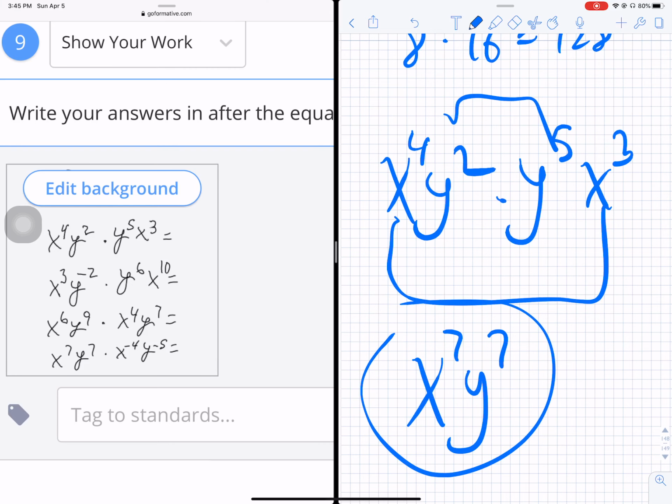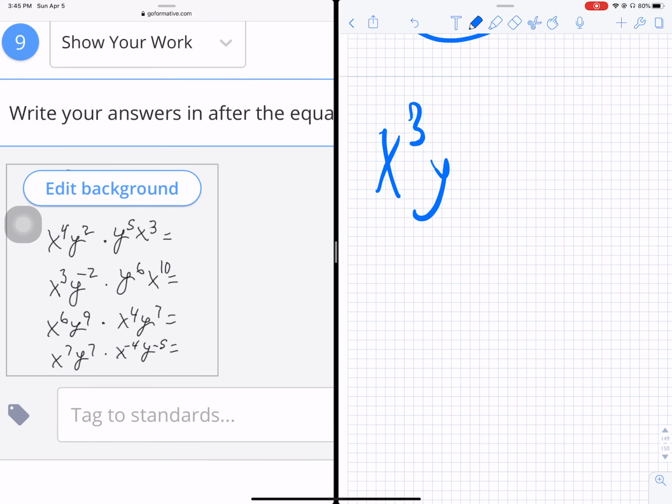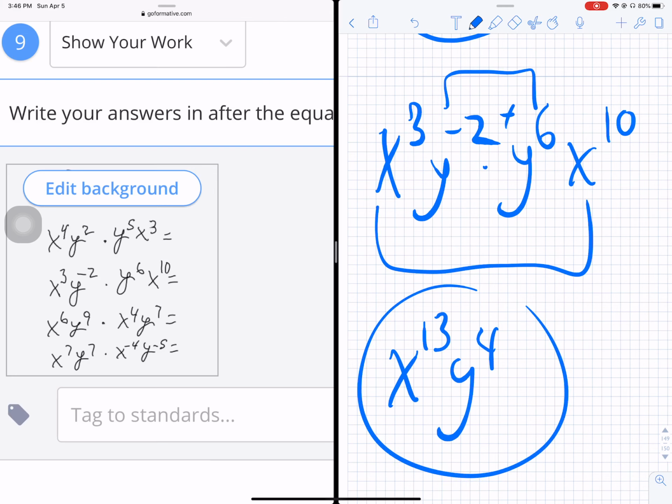That's what we're doing. I'll do one more of those. X to the third, y to the negative 2 times y to the 6th, x to the 10th. You're putting those together, you're putting those together. So what's x to the third and x to the 10th make? You're adding 3 and 10. And then what's negative 2 plus 6? You're adding those. That's 4, so it's going to be y to the 4th. And that's your answer.